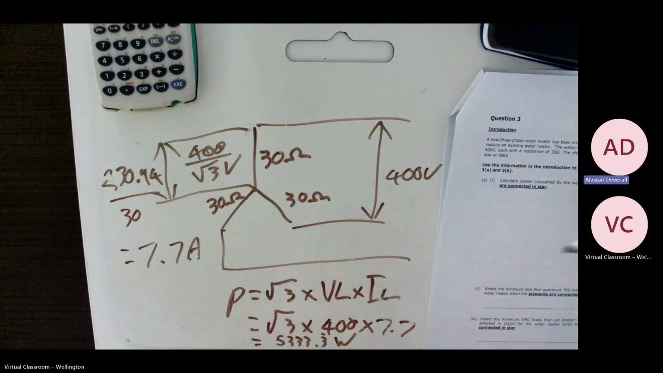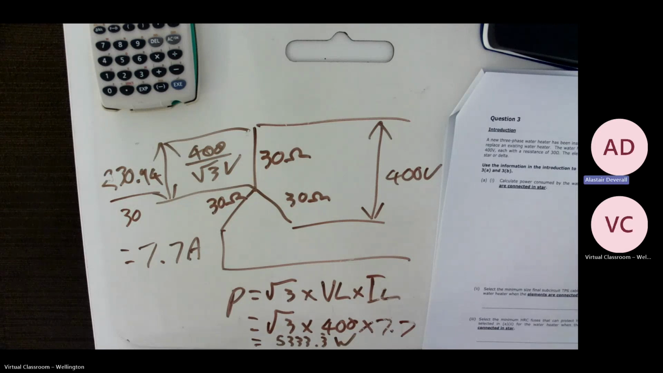Now, we've got part 2. Select the minimum size final subcircuit TPS cable that can supply the water heater when the elements are connected in star. Being that it is only pulling 7.7 amps, you can run that in a 1.5 mil. It could still handle it, unless you're in a domestic situation, because that will be derated. However, they mentioned that it's installed in an industrial situation, so insulation and derating is not a problem. You can easily put 10 amps on a 1.5.